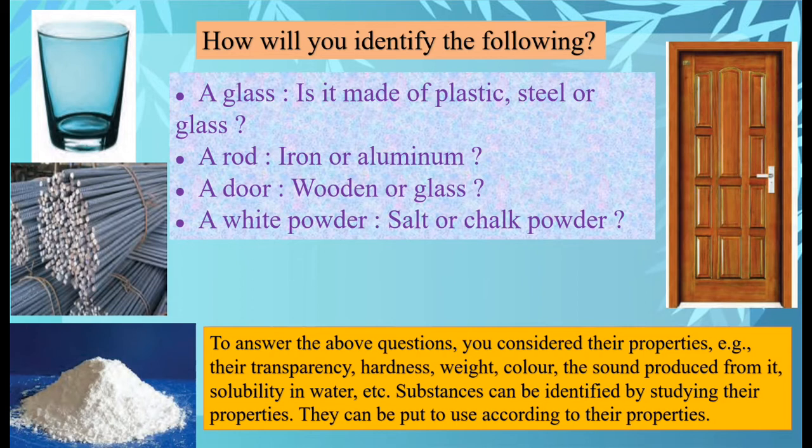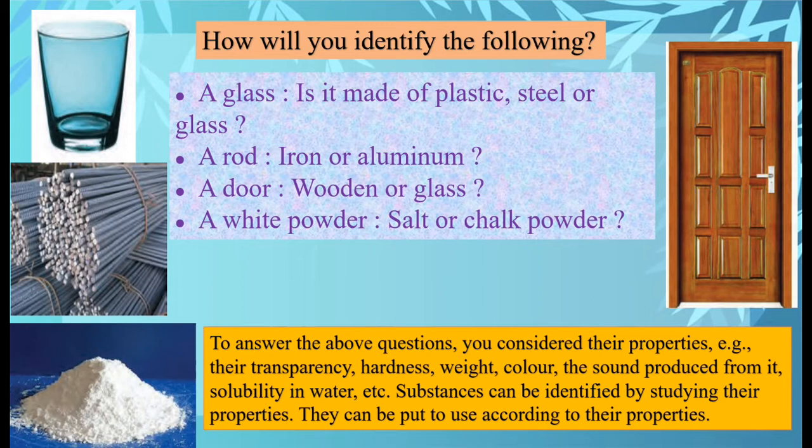For example, whether you can see through the glass, whether it is transparent, whether it is very hard to bend or mold into any other shape, what the color of the given object is, how it produces sound, whether it is soluble in water, etc. These are called the properties of substances. Substances can be identified by studying their properties. They can be put to use according to their properties.